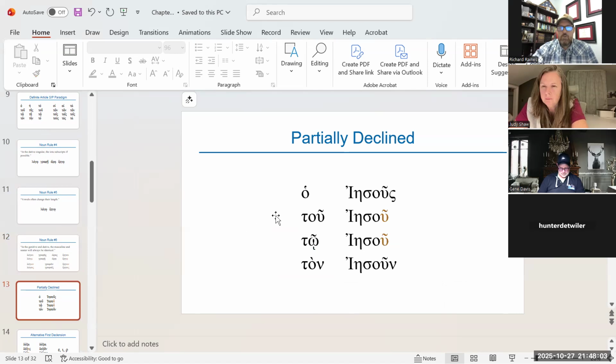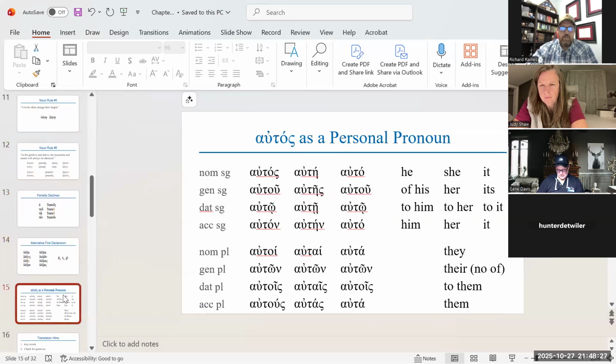So this is showing you the use of a proper noun, just to let you know that this word is translated Jesus, of Jesus, to Jesus, and Jesus. But you see you have an article in front of it. You're not going to say the Jesus because it's a proper noun. I'm not going to go through this because it follows the same pattern that we've been working on.